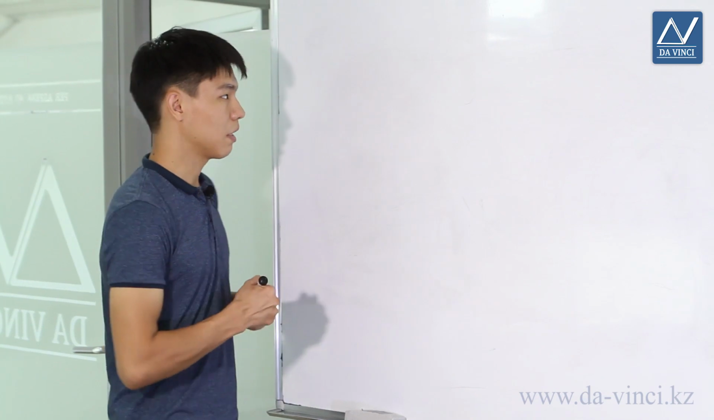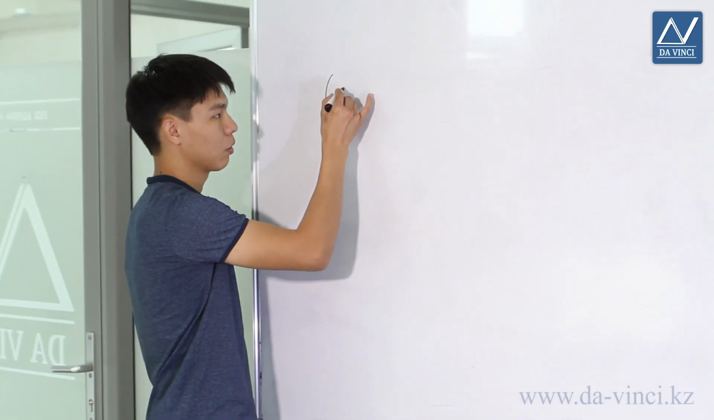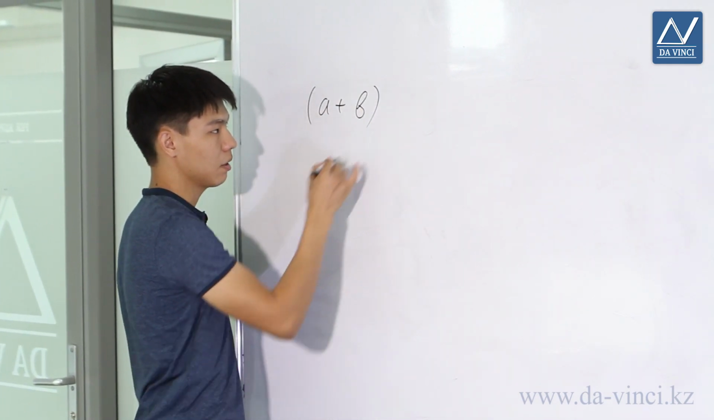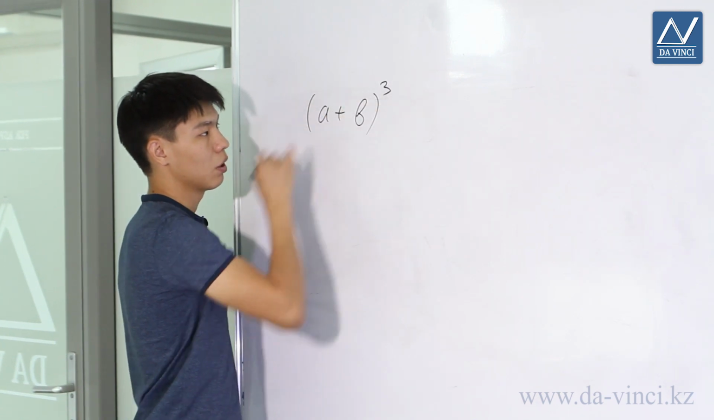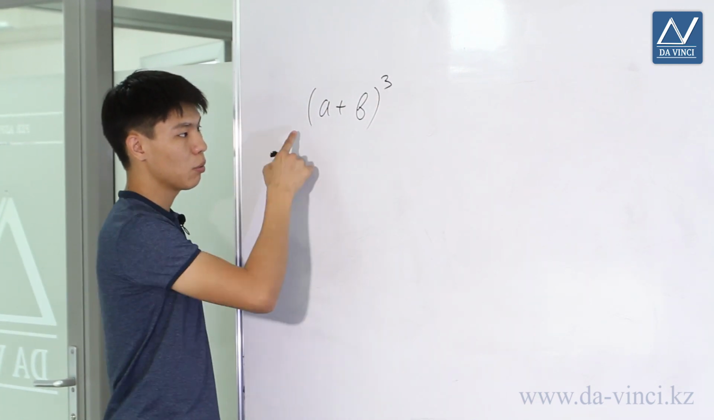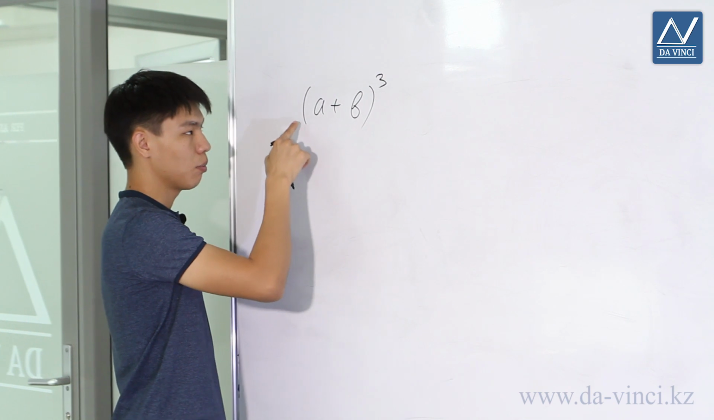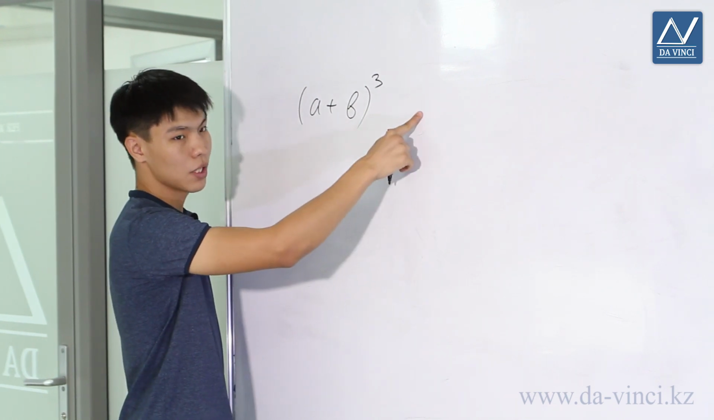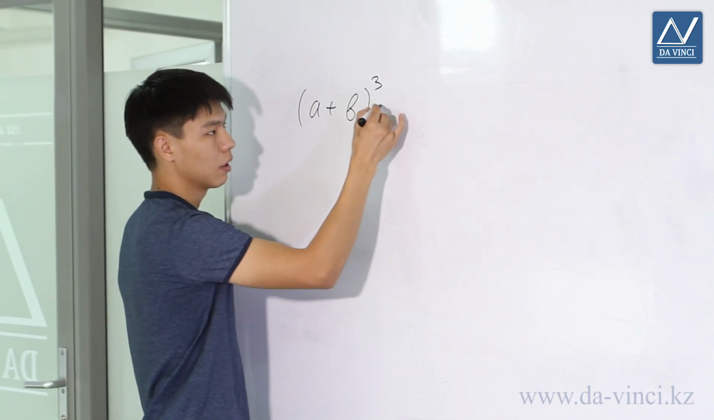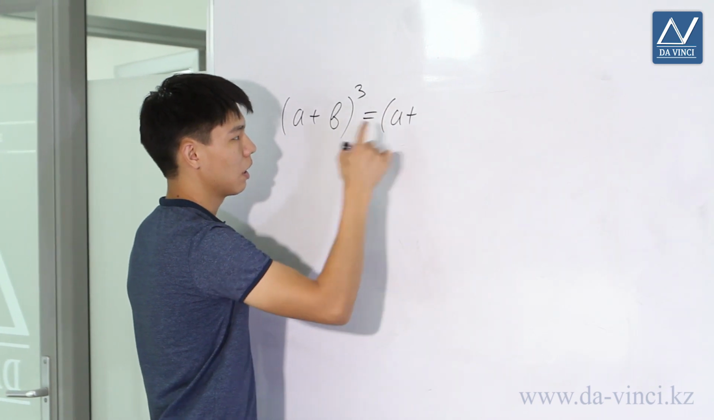It is also useful to know the cube of a sum formula. That is, we have the sum of two expressions, and you need to raise it to the third power. How can we calculate it? We can multiply the expression a plus b by itself 3 times, but that would be inconvenient. Let's use the following formula.